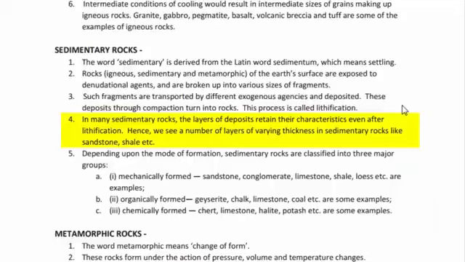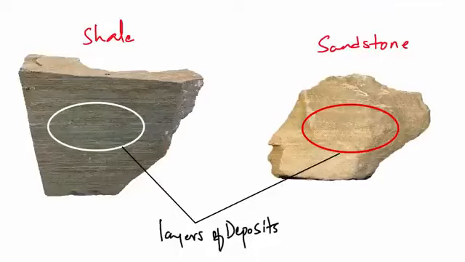Hence we see a number of layers of varying thickness in sedimentary rocks like sandstone, shale, etc. So if you look at shale and sandstone, here it is, notice there are line patterns depicting layers. So these are the layers of deposits. They are very much visible. It is not visible in every sedimentary rock.